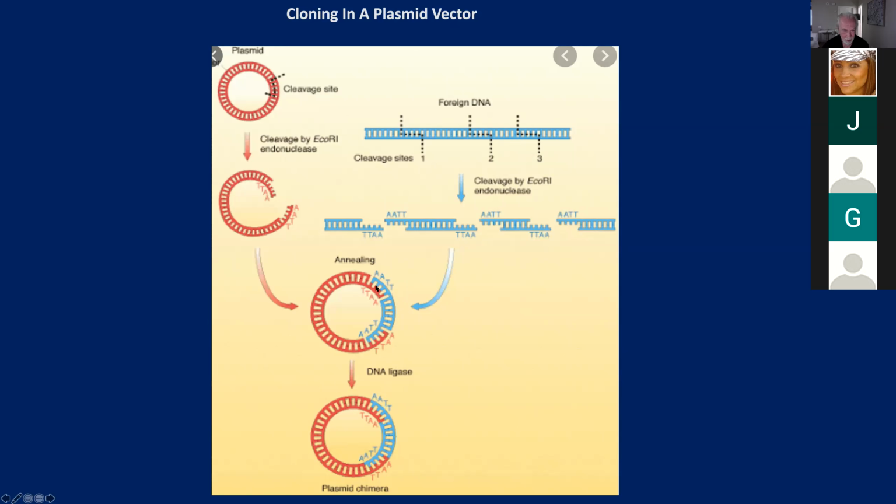So due to hydrogen bonding, they anneal. And then there's one final step, that's DNA ligase. These little gaps do not seal by themselves, and DNA ligase has to do that, and so you then have a chimeric plasmid that can be selected in E. coli and cloned.